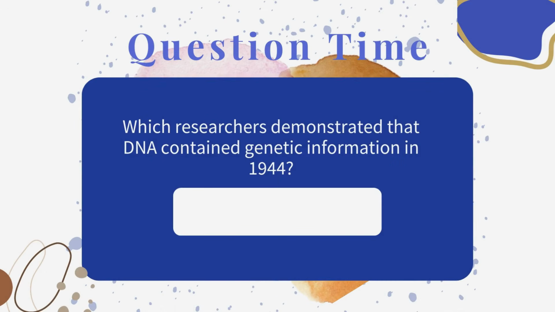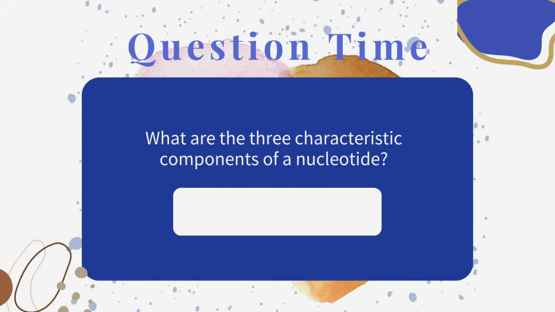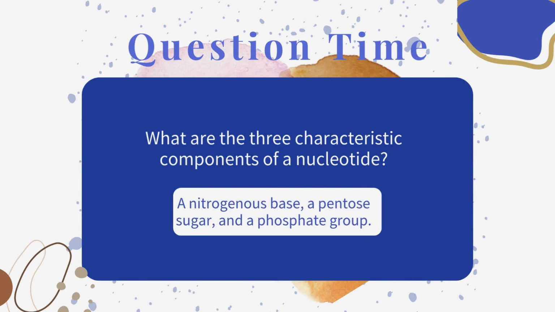Which researchers demonstrated that DNA contained genetic information in 1944? Avery, McLeod, and Mackay. What is the biological term for a DNA segment containing information for synthesizing a protein or an RNA product? Gene. Good. What are the three characteristic components of a nucleotide? A nitrogenous base, pentose sugar, and a phosphate group.